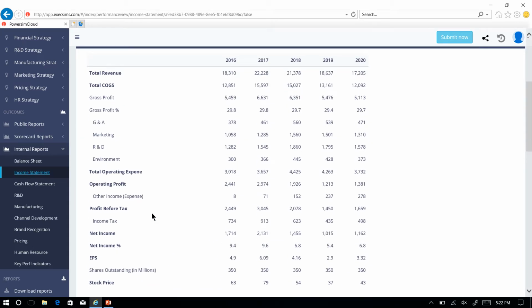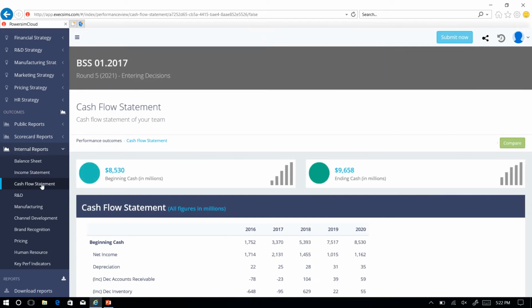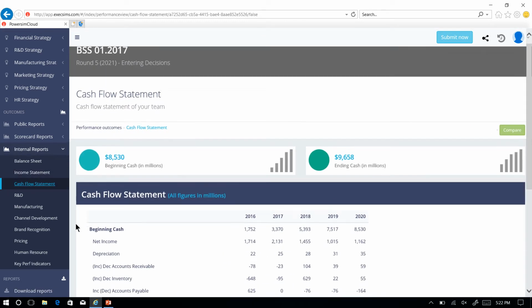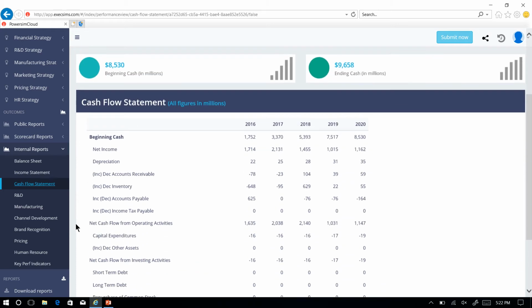And then next we have income statement, which we also saw under the public reports. So here we can see the same things that we saw. Like I said before, it is for each round, so we can see the changes in each year. The next thing we'll look at is cash flow statement. And this was not actually available under the public reports.